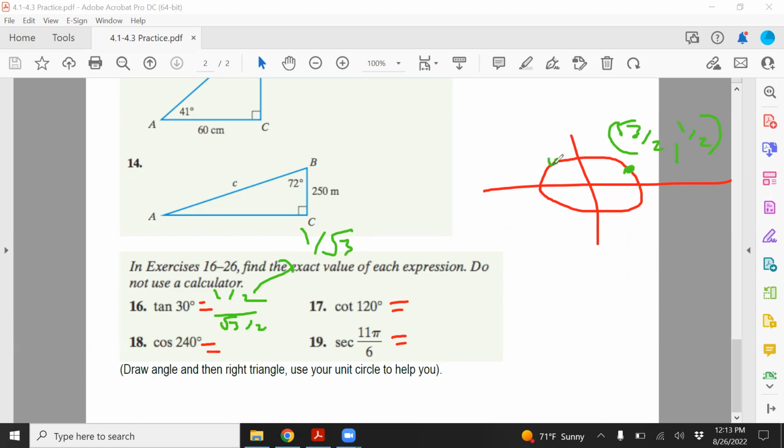120 is right here. Those coordinates are -1/2 and root 3 over 2. You're doing x over y. It's x over y. You get -1 over root 3.